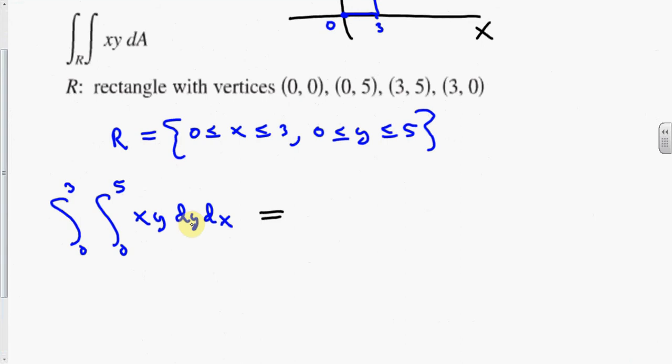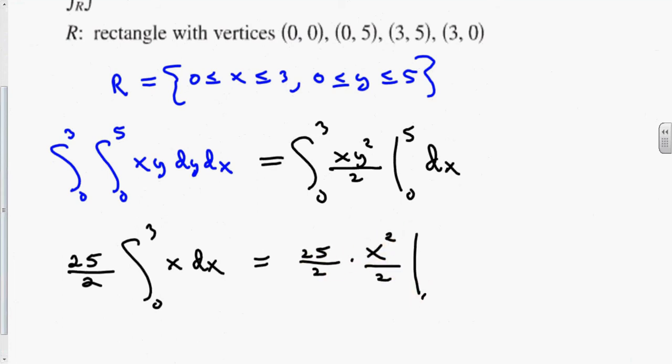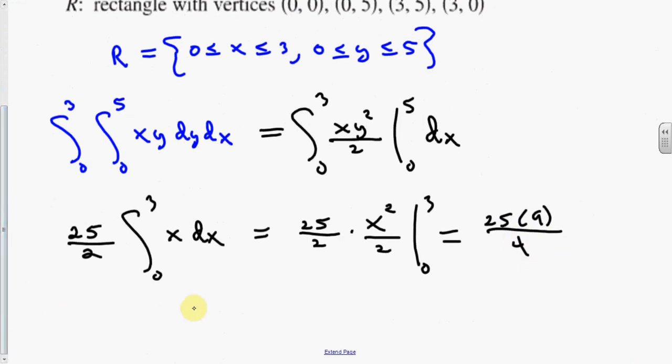So we integrate first with respect to y. So we have the integral from 0 to 3 of x y squared over 2, y evaluated from 0 to 5, and then we have dx. We evaluate y at 5. That gives us 5 squared divided by 2, or just 25 over 2. Just a number. Put that in front of the integral from 0 to 3 of x dx. Then we integrate with respect to x. This is 25 over 2 times x squared over 2, and x is evaluated from 0 to 3. So that gives us 25 times 9 all over 4, and that just gives us, was that 225 over 4?